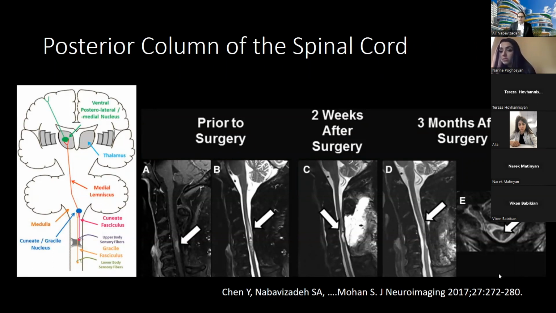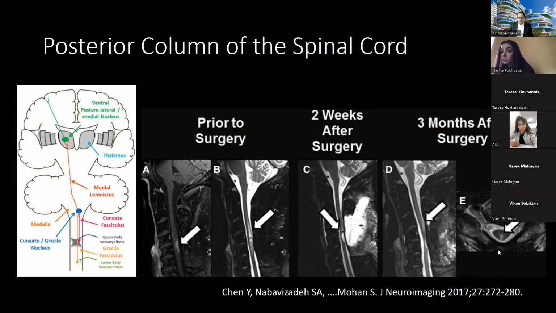But when you look at the axial T2 of the spine, you can see very linear abnormal signal posteriorly involving the posterior columns of the cord, indicating that we are dealing with Wallerian degeneration of the posterior column of the cord due to injury to the posterior column during cord surgery for tumor resection.